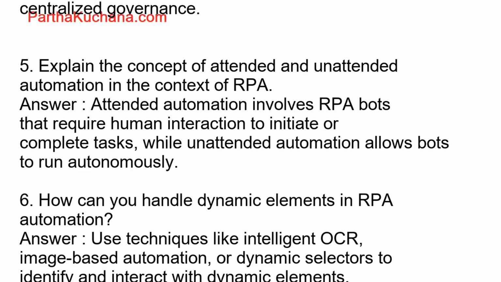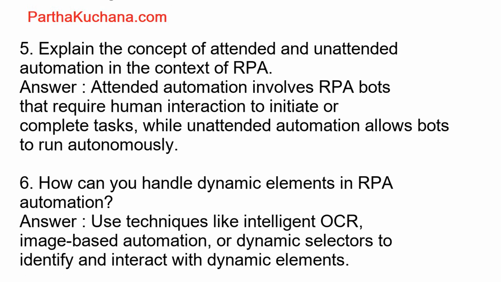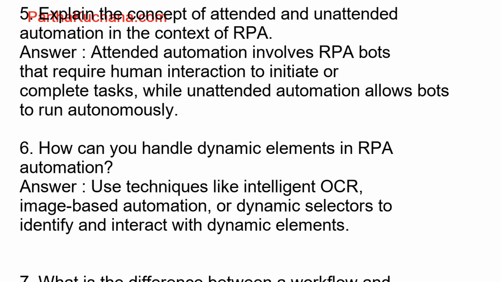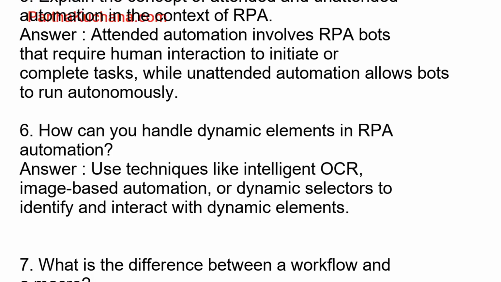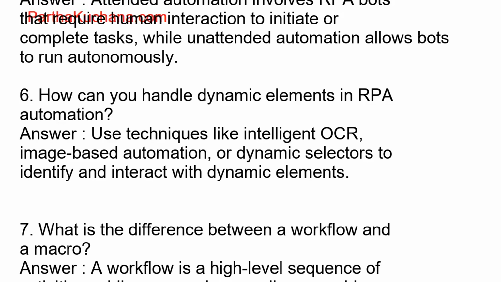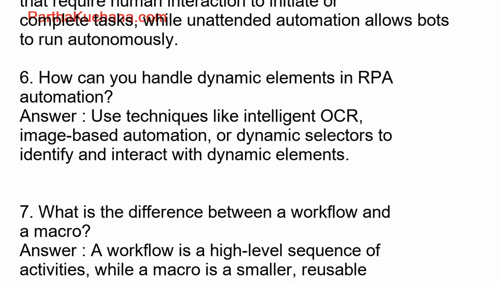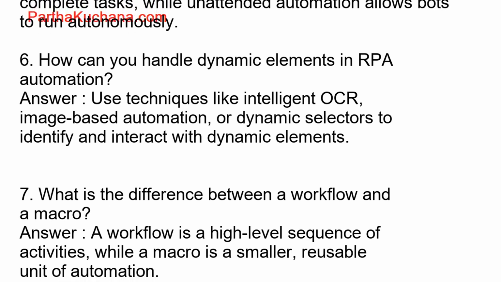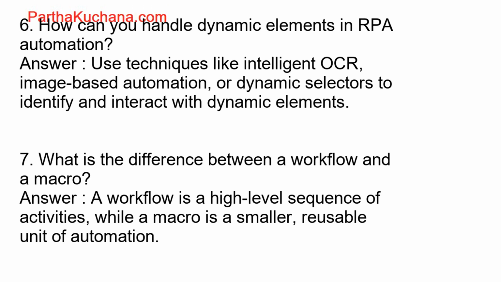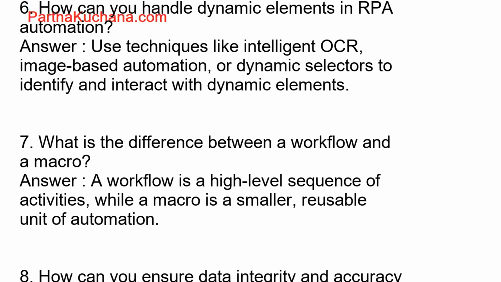8. How can you ensure data integrity and accuracy in RPA processes? Answer. Implement data validation rules, error handling mechanisms, and data quality checks. 9. What is the role of a citizen developer in RPA? Answer. A citizen developer is a non-technical user who can create and manage RPA processes using low-code or no-code tools.